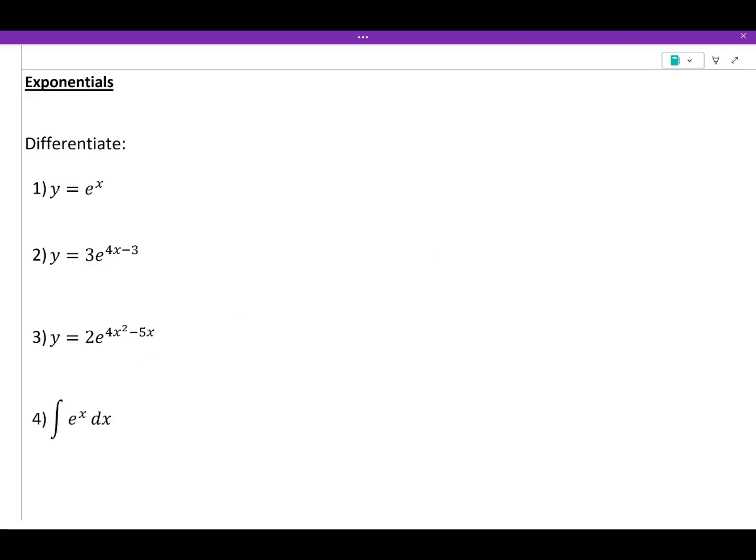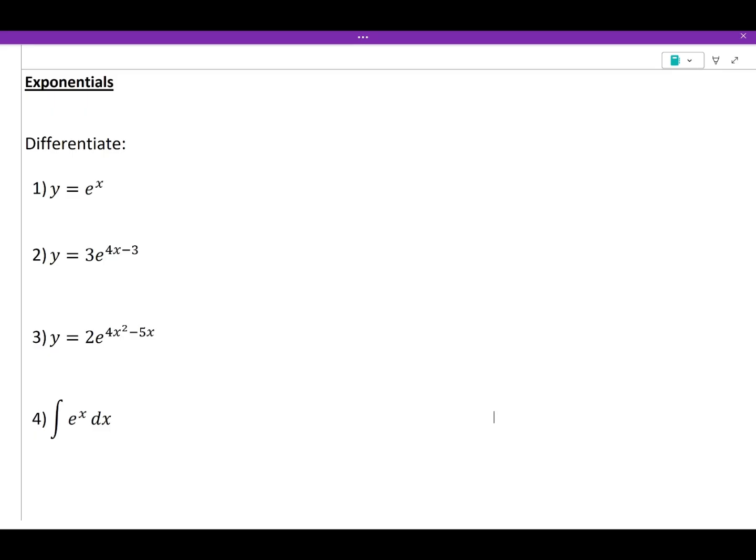So we're now going to look at our next scenario with the reverse chain rule, which is going to be exponentials. Just like we did with brackets, we're going to start with some differentiating using the chain rule, because the reverse chain rule is going to be the inverse process. So we have to investigate first what happens when we differentiate, which will allow us to integrate.